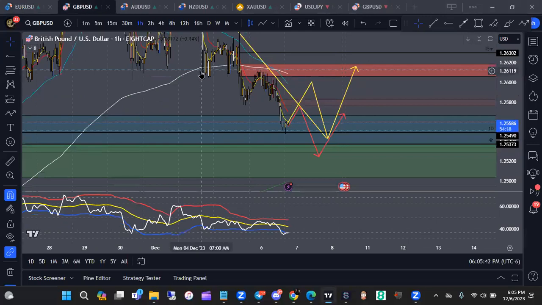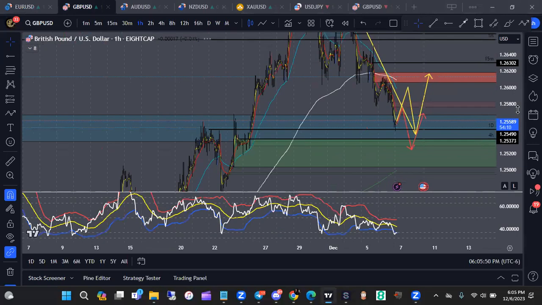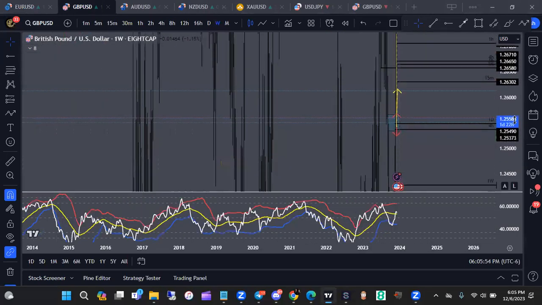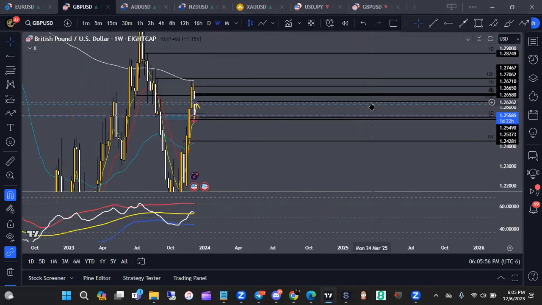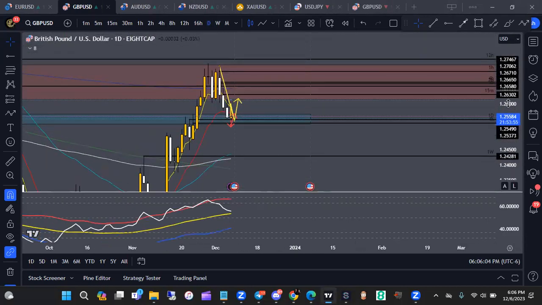GBPUSD, similar thing. These pairs like to throw very divergent setups. And mind you, this thing is still bullish on the higher time frames. Although the weekly is looking rather more like an engulfing setup, but it can still push up. It just looks like it wants to keep pushing down at the moment, which leads me to believe that we will see some sort of continuation.